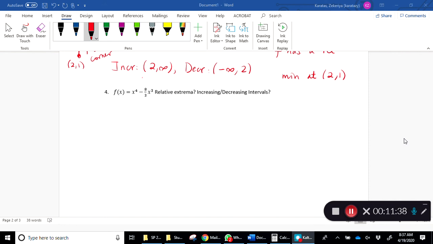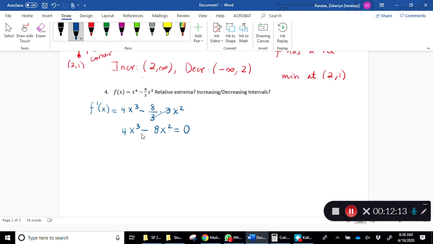So here's the final example for this video. You try to look at, again, the same problem, relative extrema and decreasing intervals. That's a polynomial, so let's first find the derivative. F prime of x equals 4x to the third minus 8 over 3 times 3x squared. So you see these 3's will cancel. So you got 4x to the third minus 8x squared for f prime.